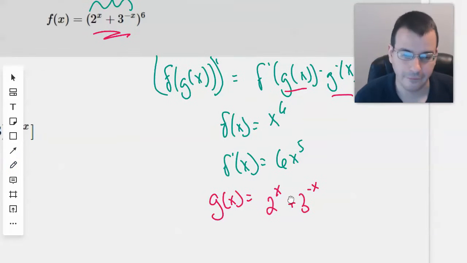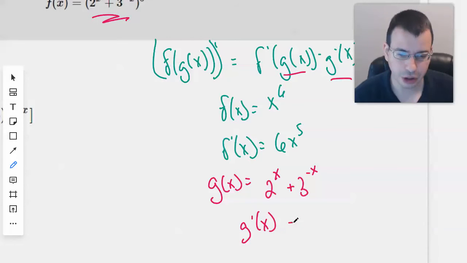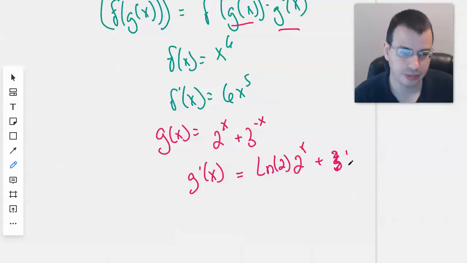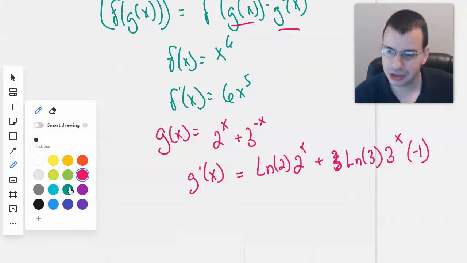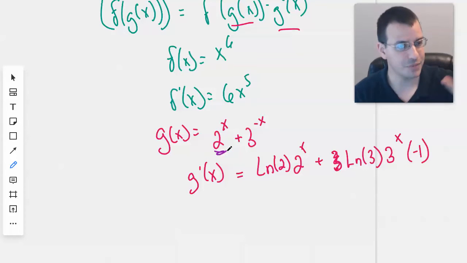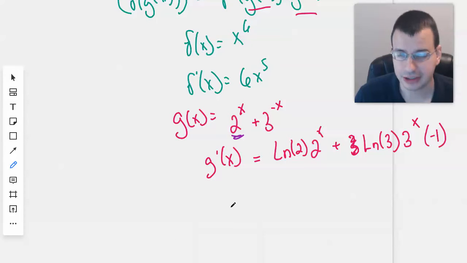Now this is the tricky part. Well, the trickiest of the parts. So I'm just going to write it out. So we'll have natural log of 2 to the x plus natural log of 3 to the x times negative 1. And what I'm doing there is I'm basically using a rule for how to take the derivatives of something that's to the x exponent. To the exponent of x.